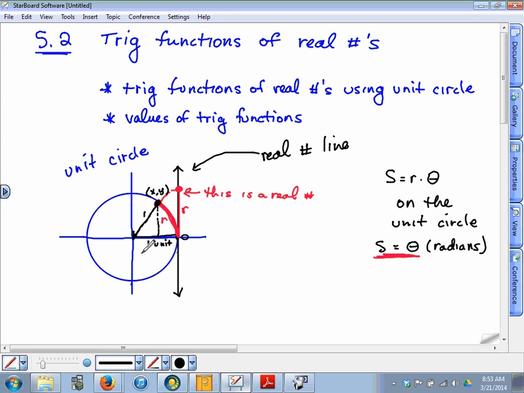Okay, where's my little tick bow? Here it is. That's so handy.